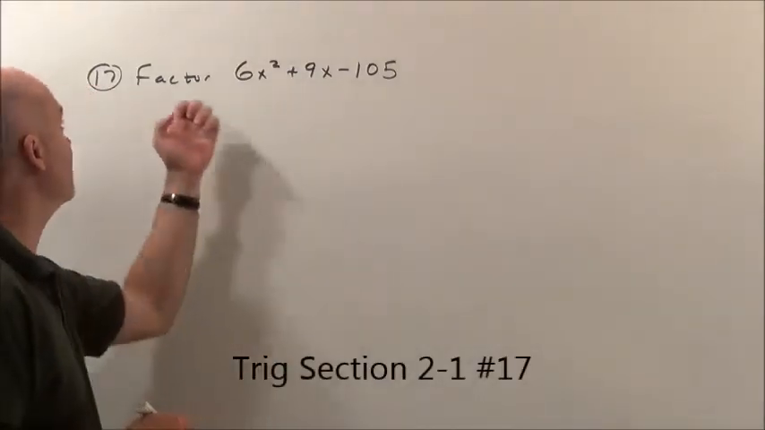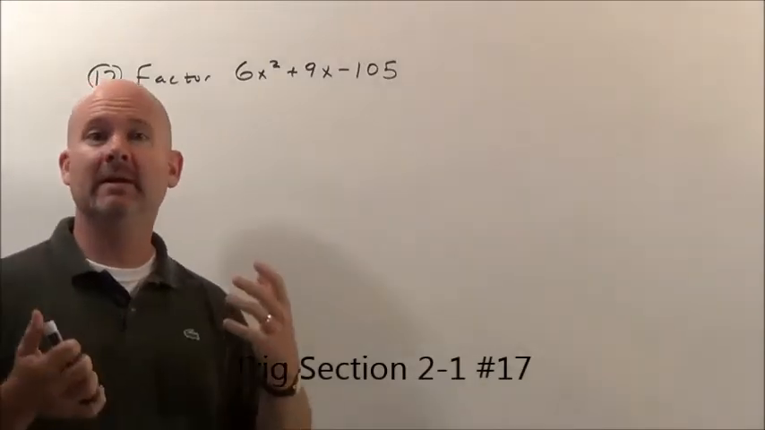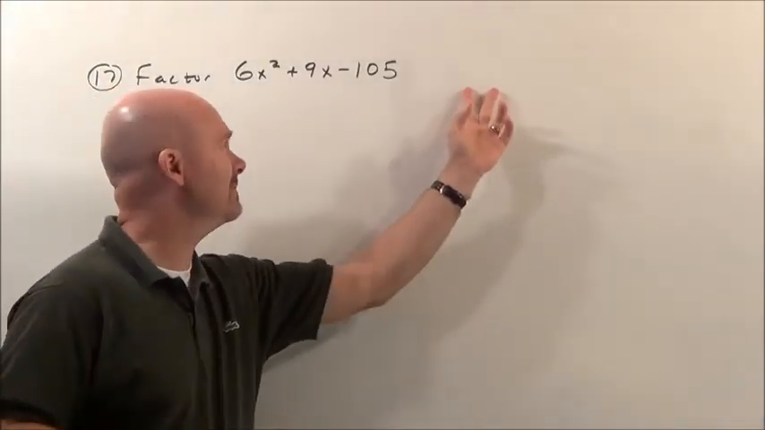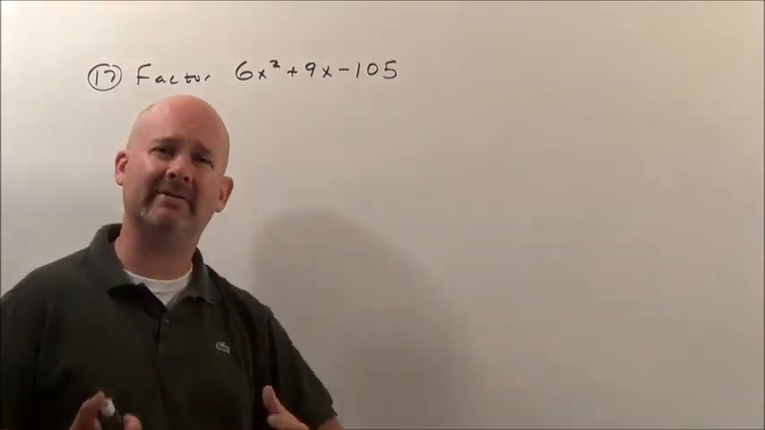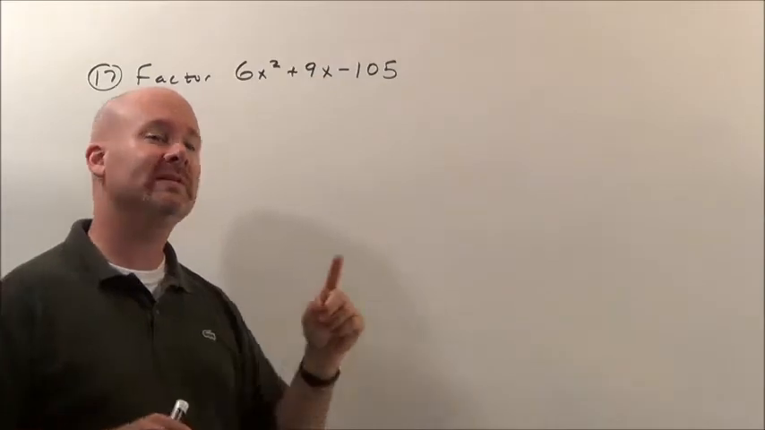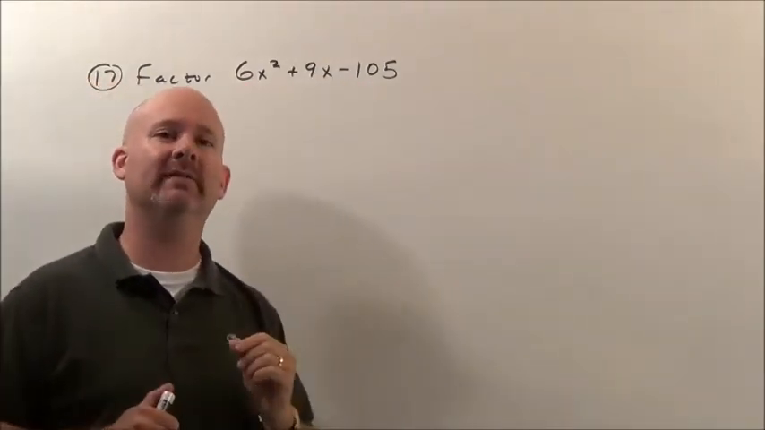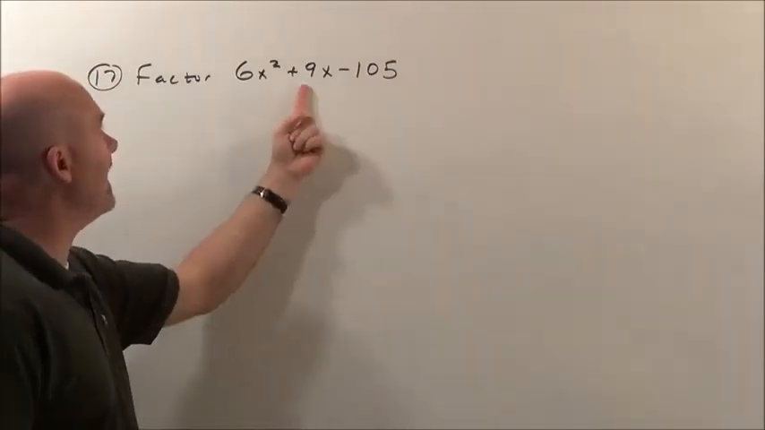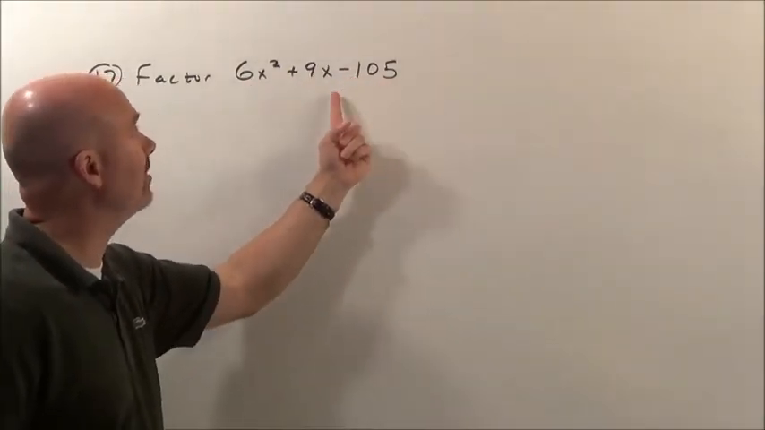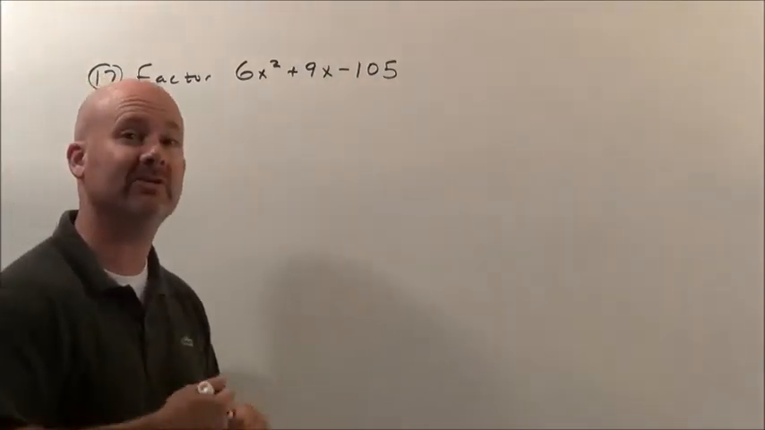Problem 17 wants us to factor 6x squared plus 9x minus 105. Now the first thing when we see this, we think, oh, 105, it's going to be hard to think of all the factors of 105, that's a large number. But remember, the very first thing you should always do is see if there's a common number that can be factored out of the equation. Here, 6 and 9 quickly make me think, hey, maybe a 3. And then I'd notice, hey, 3 times 35 is 105. So a 3 can be pulled out of each of the numbers.